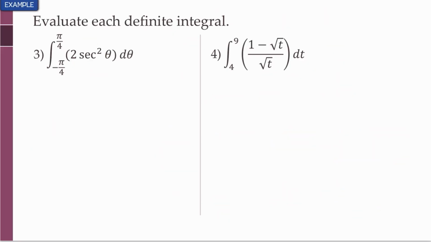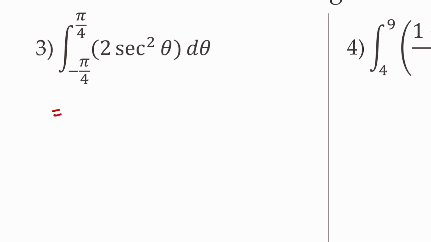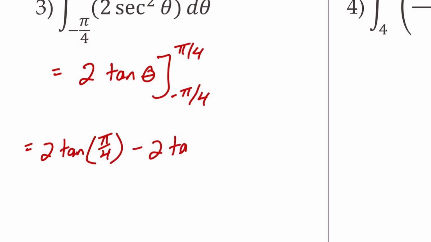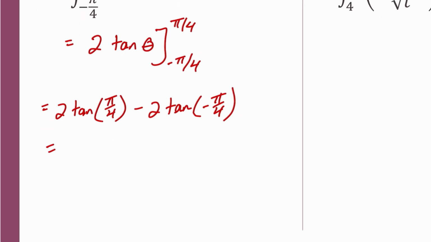Okay, pause the video and try numbers 3 and 4. Okay, for number 3, I need the antiderivative of 2 secant squared theta, which is 2 tangent theta, that we are going to evaluate from negative pi over 4 to pi over 4. So I'm going to plug in the upper bound. That's going to be 2 times the tangent of pi over 4 minus 2 times the tangent of negative pi over 4. So we need to think about the unit circle. Tangent of pi over 4 is 1, and tangent of negative pi over 4 is negative 1. So we have 2 plus 2, which is 4.